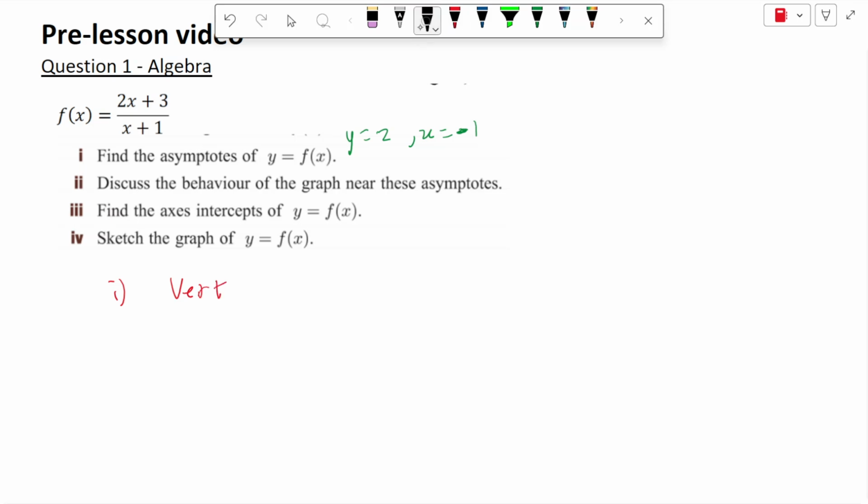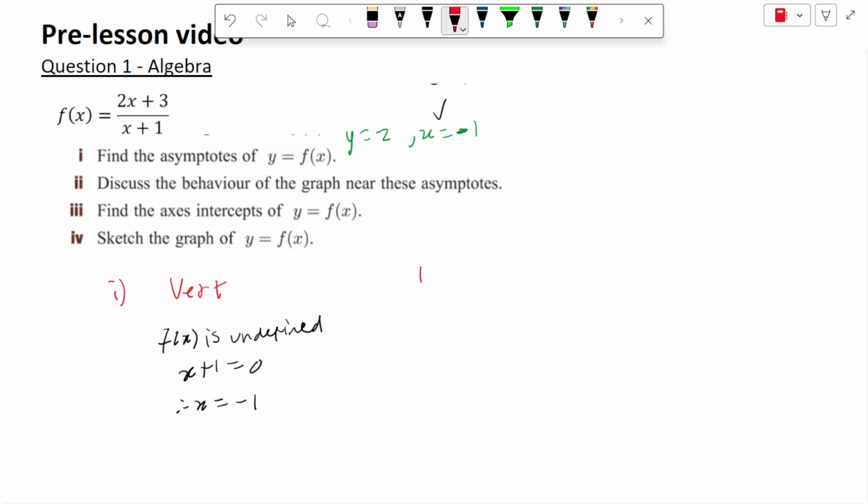So this happens when f of x is undefined. And that's going to happen when x plus 1 is 0, so the bottom of the fraction is 0. So x is minus 1. So cool, we got that one right.